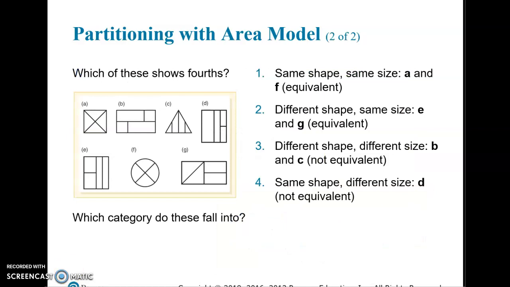Which of these shows fourths? If you notice that they're all broken into fourths, but each one's broken up in different ways. But if you're saying the same shape and size, A and F would be the same shape and size. Different shapes, same size, E and G. Different shape, different size, B and C. Same shape, different size, not equivalent, would be D.